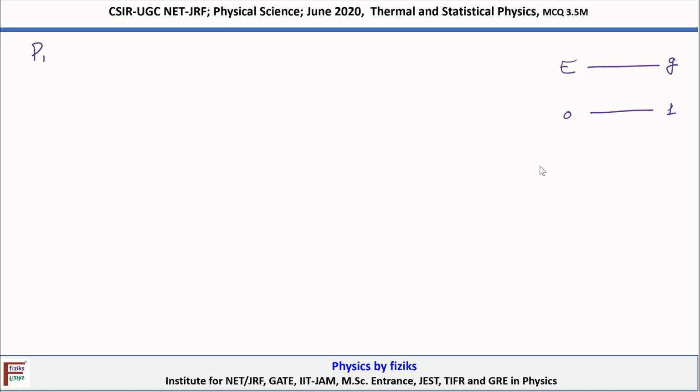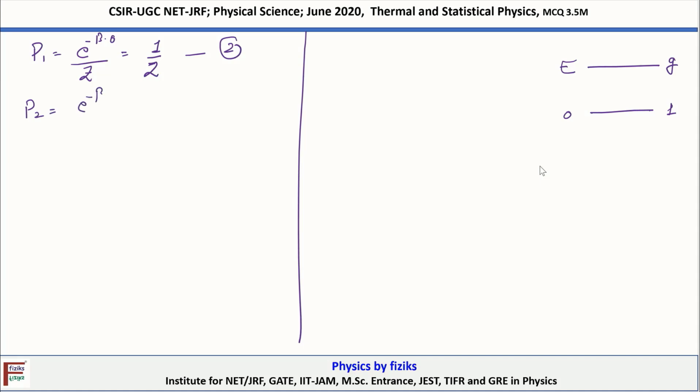So then P1 is equal to exponential of minus beta multiplied by the energy of the ground state, which is 0, divided by the partition function. So this is equal to 1 by Z. Let's call this equation 2. And similarly, the probability that the excited state is occupied is equal to the degeneracy factor G times exponential of minus beta E, divided by Z. So this is equation number 3.